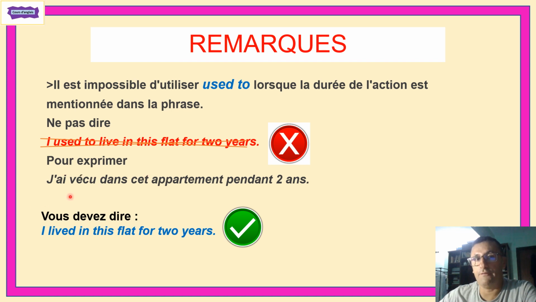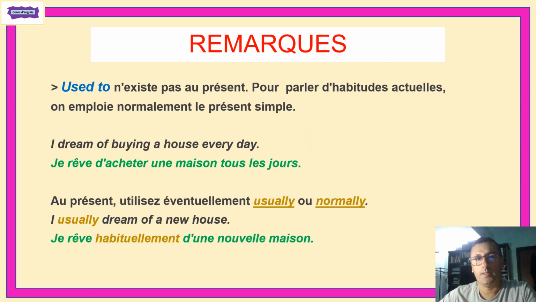Pour exprimer j'ai vécu dans cet appartement pendant 2 ans, on peut dire : I lived in this flat for 2 years. C'est-à-dire que used to, pour dire cette phrase, c'est incorrect, c'est pas juste. Donc on va changer le temps. I lived, c'est simple past. Et on va bien sûr oublier used to.